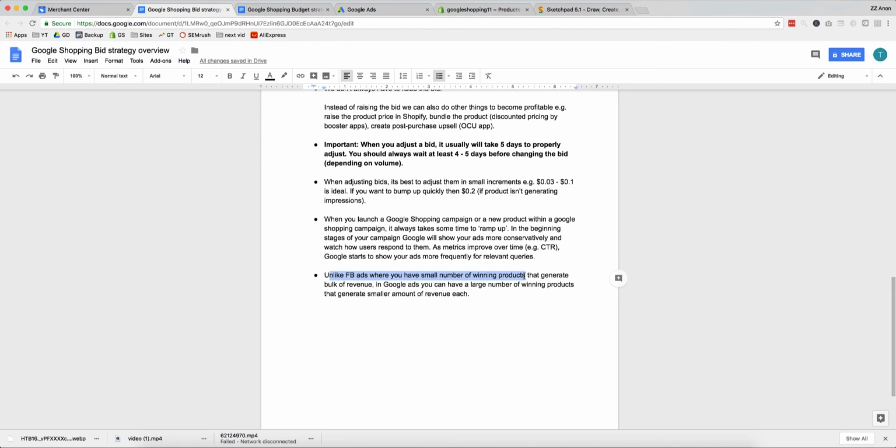Unlike Facebook ads, where you have a small number of winning products or even one massive winning product that generates all your revenue, in Google ads, you can have lots of small winning products that generate smaller amounts of revenue. So not every single product is scalable, but you can still have smaller products that generate you profit consistently, but you can't really scale them. On my store right now, I've got 14 products that are profitable. And out of those 14 profitable products, I've got 5 that I can scale, which I'm scaling currently.